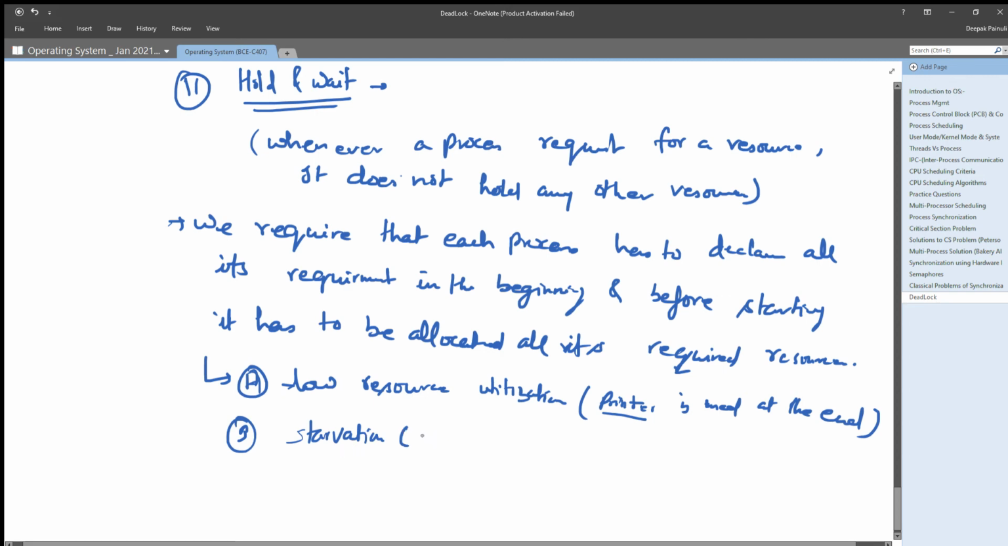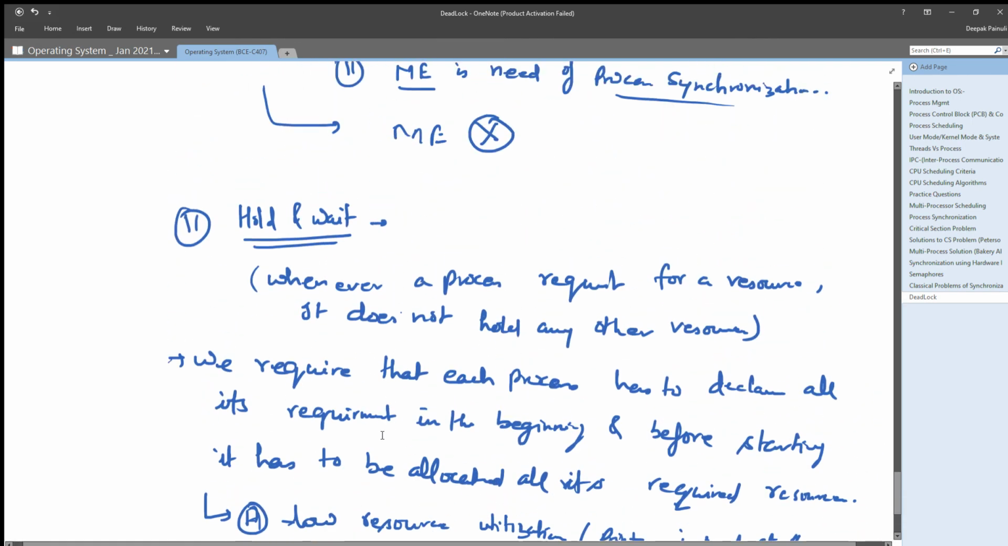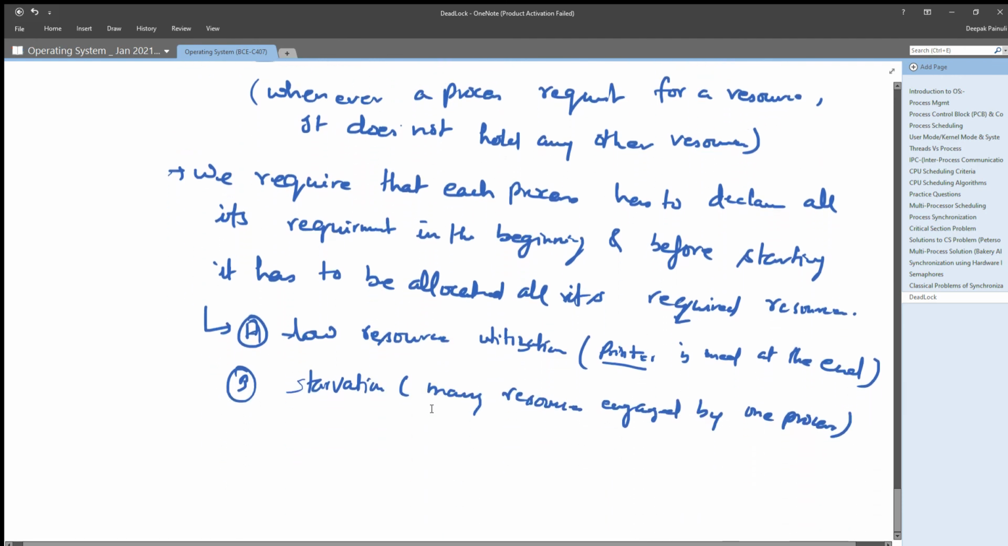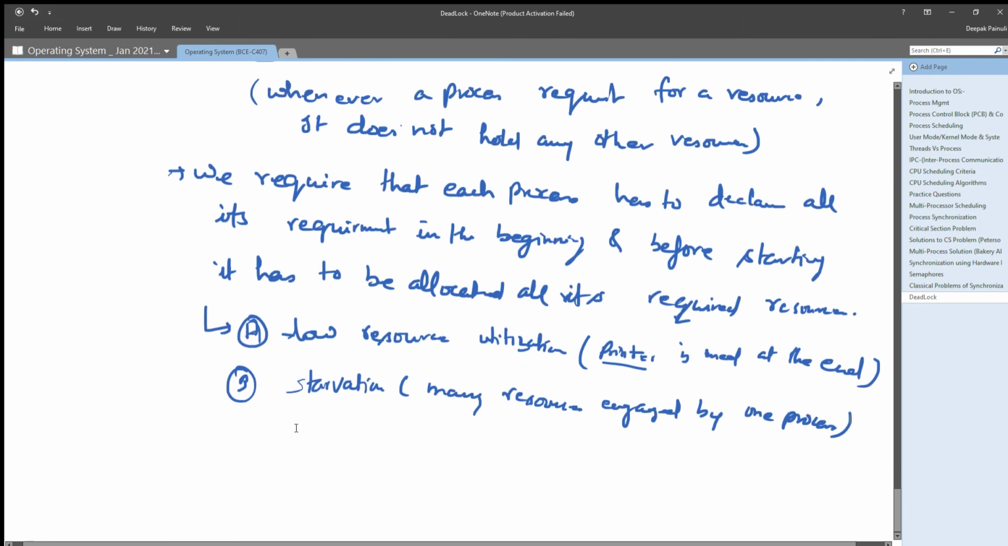This always happens whenever many resources are engaged by one process, right? So we can prevent hold and wait only if a process declares its requirements in the beginning.